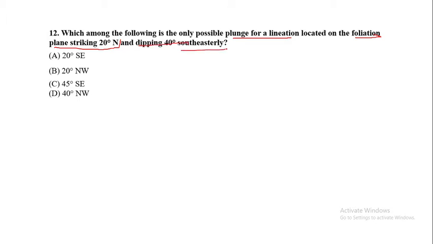40° southeast. As we know, plunge is a linear feature, so we need to apply some equations. Now we can draw the foliation plane with the known data. We'll be marking the north, east, then the west, and here will be the south. So now we have marked east, west, north, south.